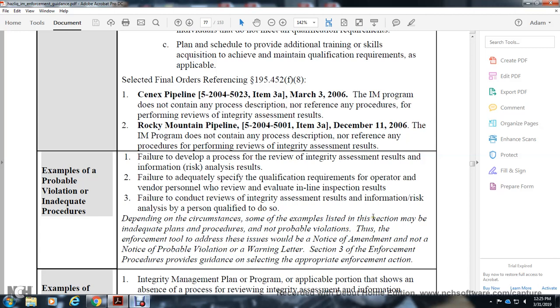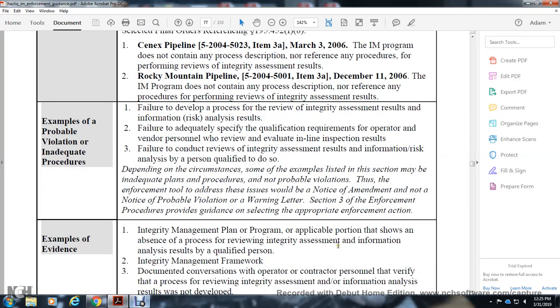Depending on the circumstances, some of the issues listed in this section may be inadequate procedure or non-probable violations. To address these issues, use the notice of amendment, the non-probable violation, or the warning letter. See Section 3, Enforcement Procedure, for guidance on selecting the appropriate enforcement action.